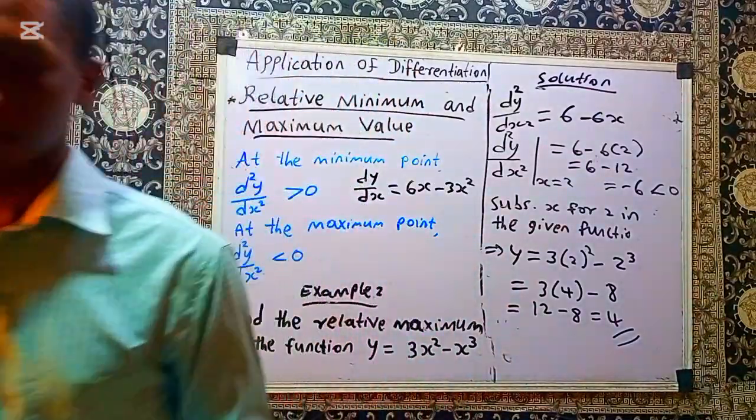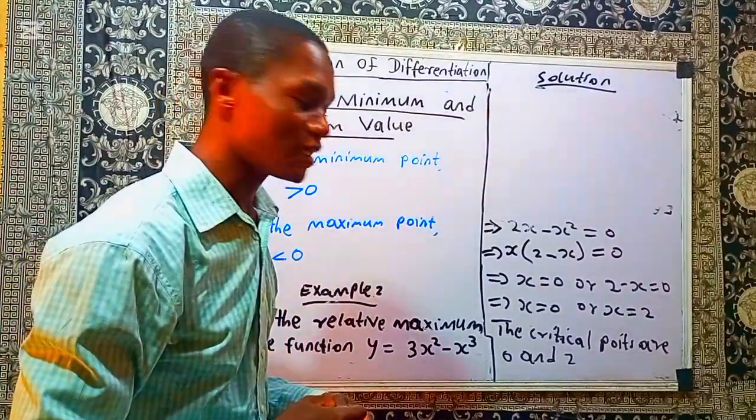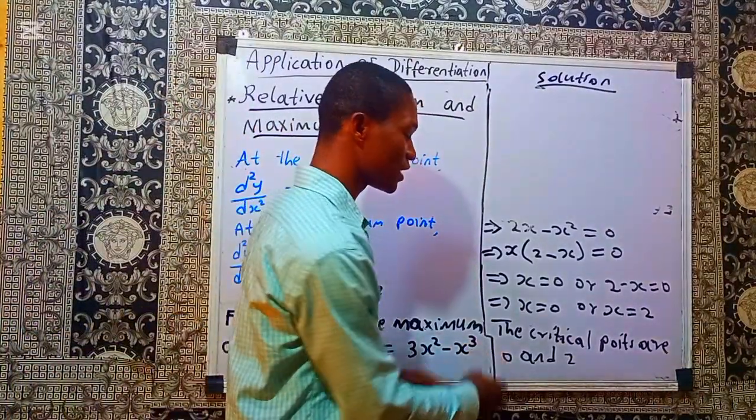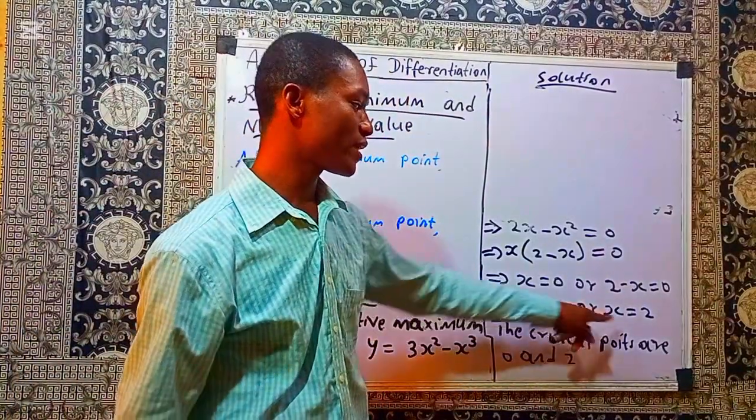Thank you. So I've written it down here that the critical points are what? 0 and 2. These are the critical points we got.